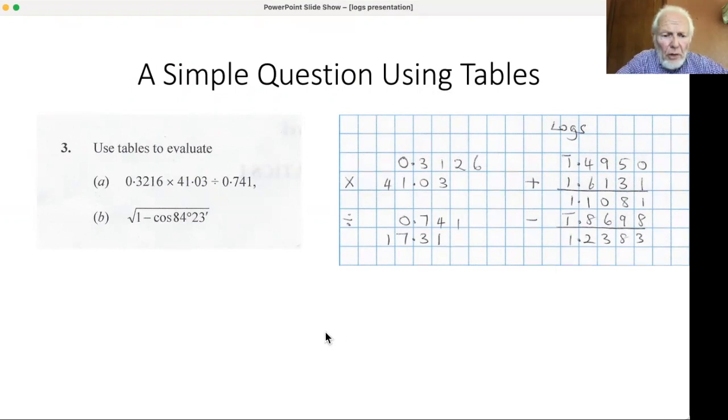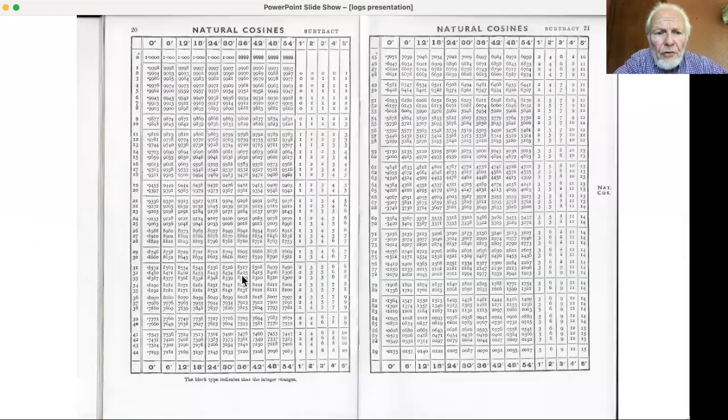It's not just logs, though. So the tables also have trigonometric functions in. So let's look at one of those. So here's a table of natural cosines. I'll explain what natural means in a minute. It's just cosines. So it's much the same. You see, you've got degrees in the left-hand column, and then you've got six minutes across the top and single minutes in the proportional parts. So it's exactly the same process, looking at trigonometric functions.